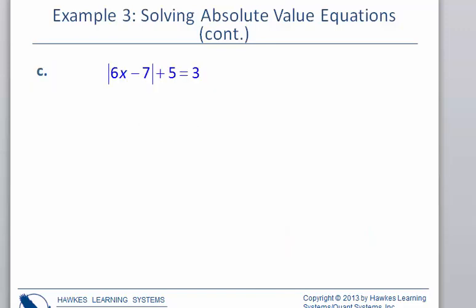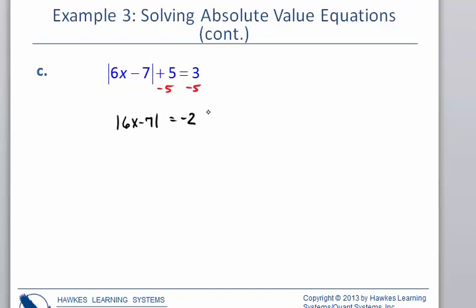Okay, so moving on to part C, our last part in this one, we have the absolute value of 6x minus 7 plus 5 is equal to 3. Now, the first thing that we want to do in this one is we want to isolate that absolute value. We want to do what we can to make this problem a little bit easier to deal with. So I'm going to go ahead right off the bat and subtract the 5 from both sides. And then I'm going to rewrite my problem. So I have the absolute value of 6x minus 7 is equal to -2.